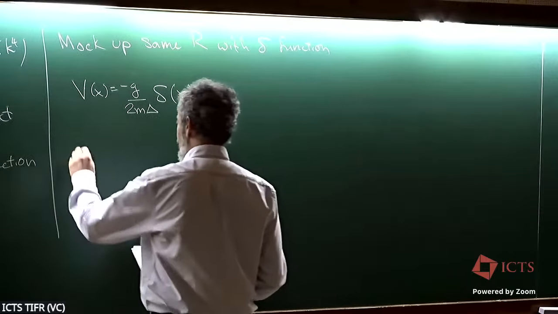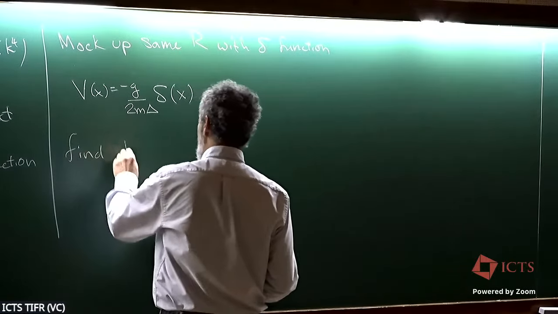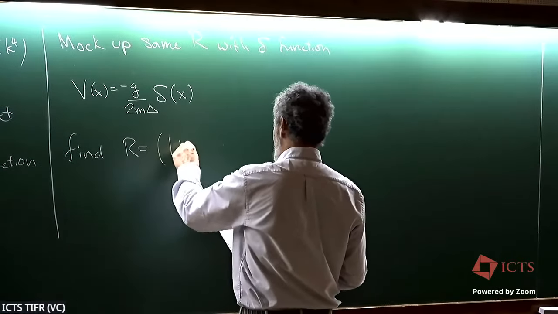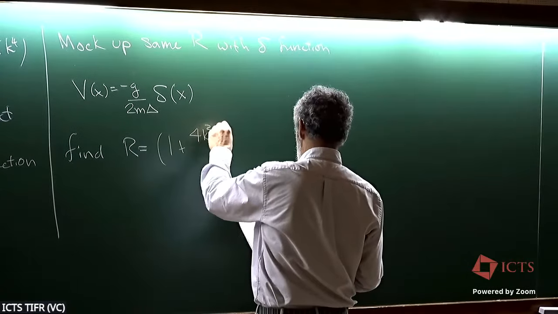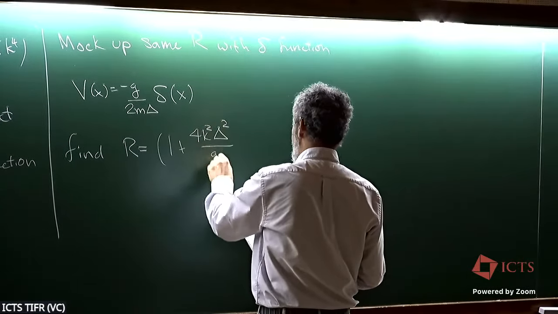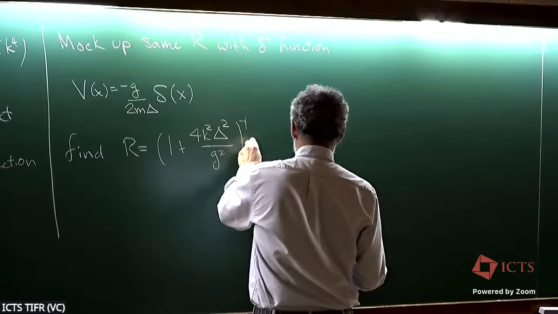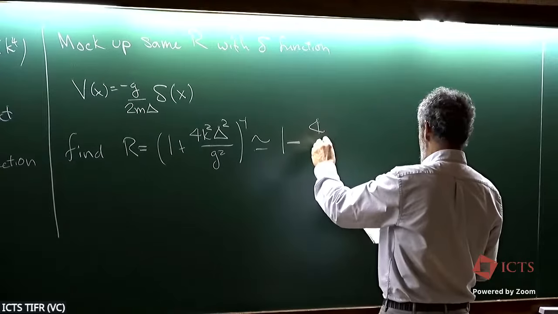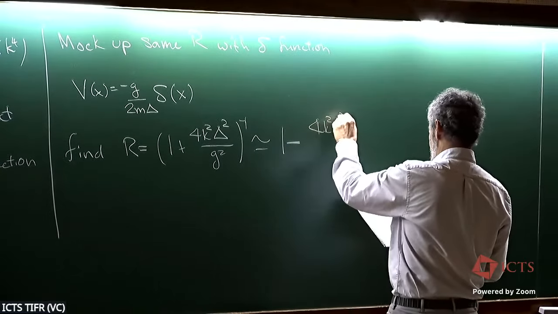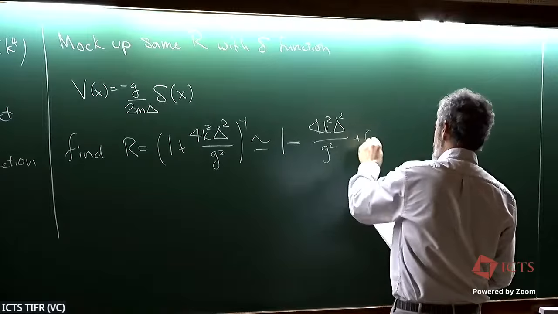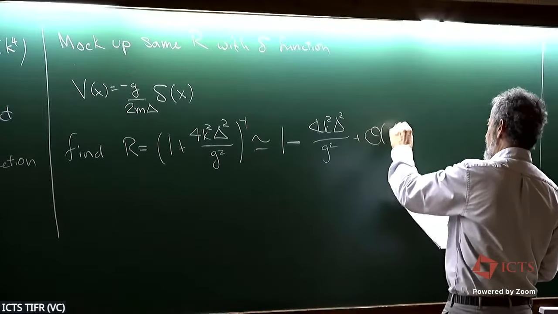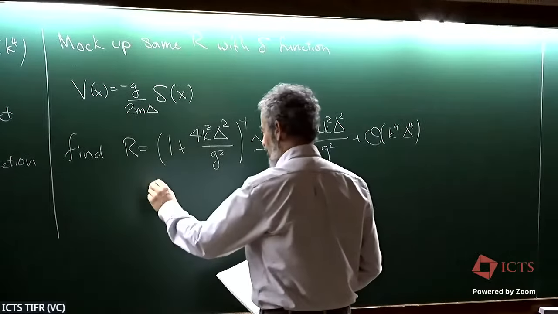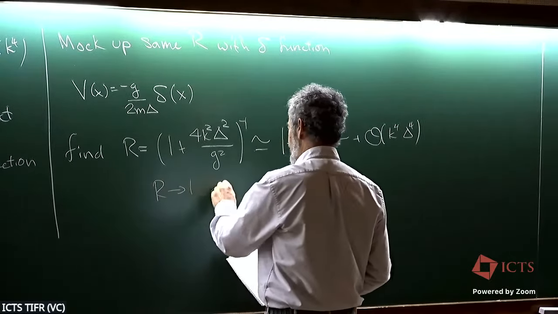And you can compute the reflection coefficient for this one. And you find that it is equal to 1 plus 4k squared delta squared over g squared, inverse, which is 1 minus, if I expand for small k, 4k squared delta squared over g squared, plus order k fourth delta fourth. So again, r goes to 1 at low k.